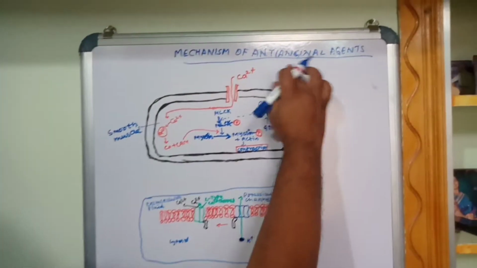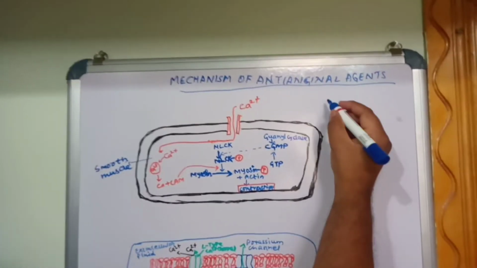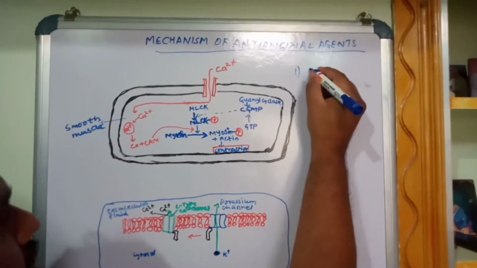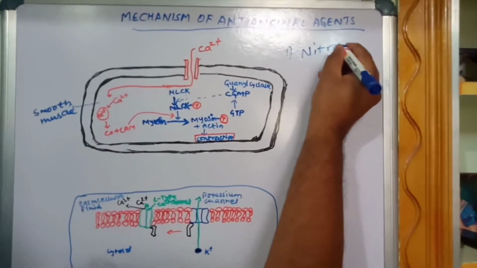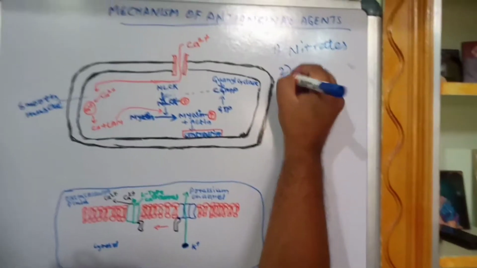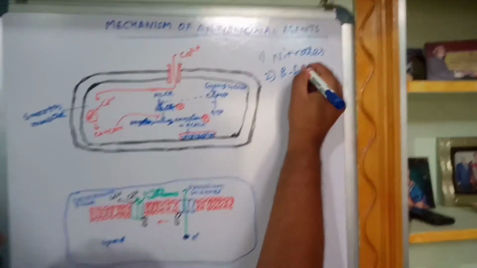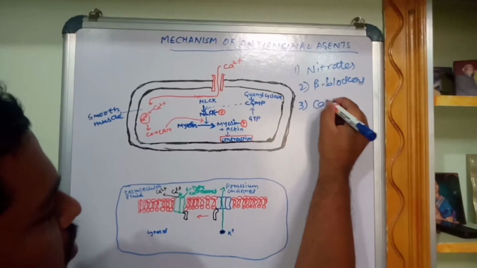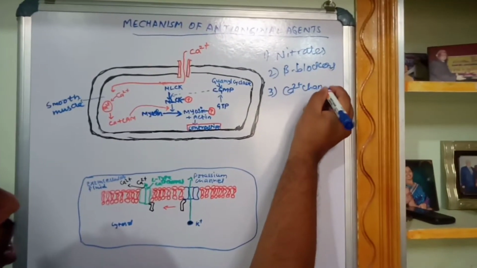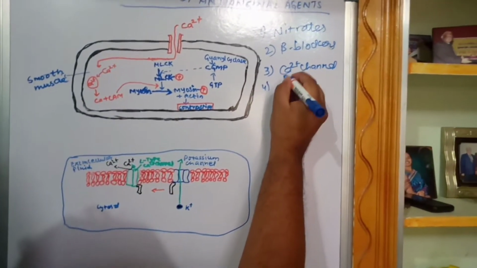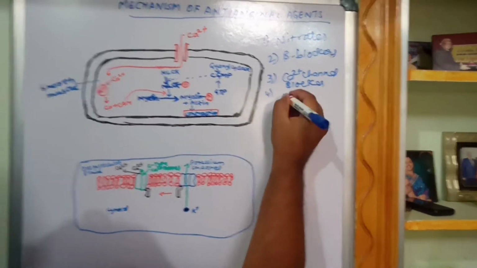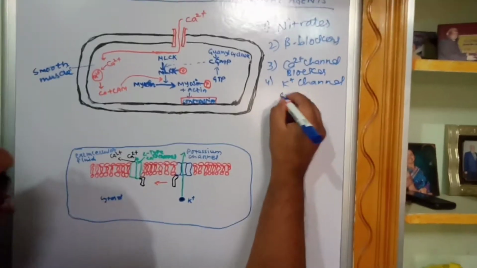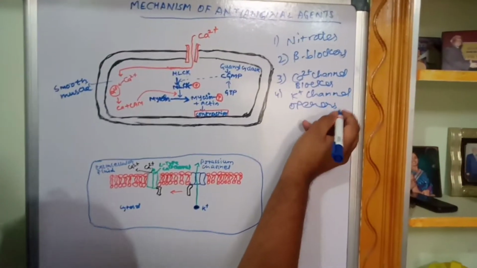To know the mechanism of antianginal agents, as we discussed previously, we have four major classes of drugs. First, nitrates. Second, beta blockers. Third, calcium channel blockers. Fourth, potassium channel openers. These are the four major classes of antianginal agents.